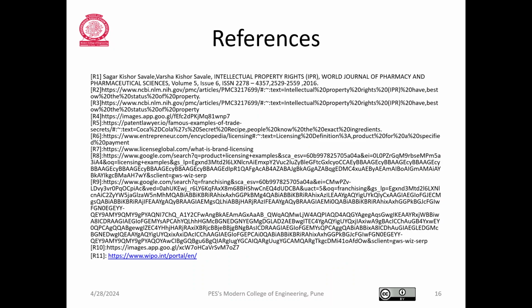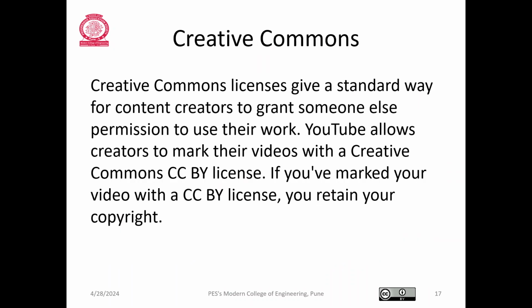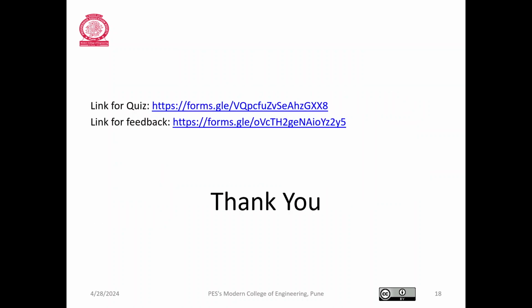These are the references from which I have collected this information. One symbol is there from the first PPT to the last PPT, called Creative Commons. So what is Creative Commons? It gives a license, a standard way for content creators to grant someone else permission to use their work. YouTube allows creators to mark their videos with the Creative Commons CC BY license. If you have marked your video with the CC BY license, you retain your copyright. Yes, so this is the Creative Commons information.